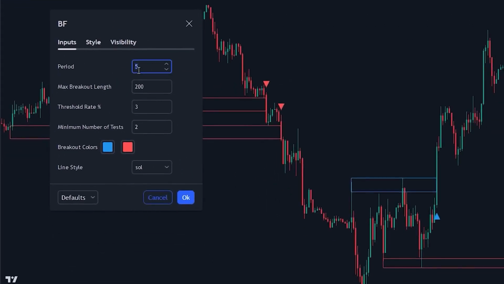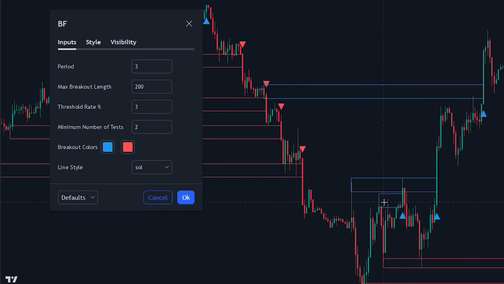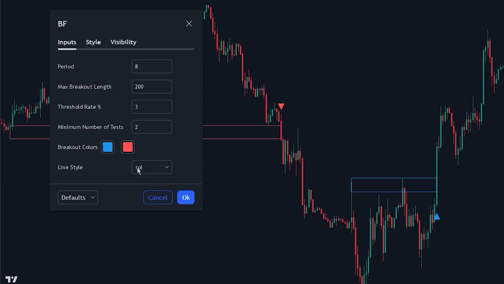The first setting is the period, which is used to find pivot points. As you can see, when we decrease this value, smaller breakouts will be detected. On the other hand, increasing the value will allow us to see longer-term and more important breakouts. Since a value of 5 is good for detecting mid-term breakouts, let's keep the value of the setting at 5. We will also be keeping the other settings at default.